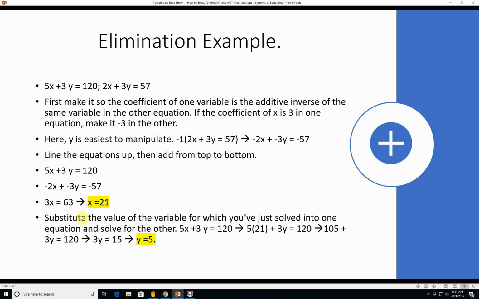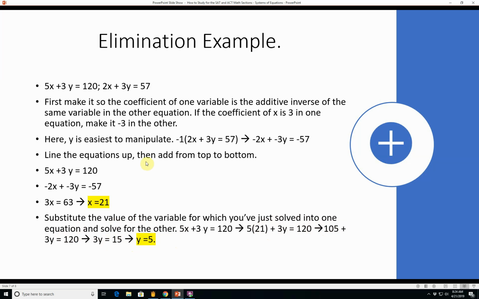So you're going to substitute the value of the variable for which you've just solved. That is, you put 21 in for x into one equation and solve for the other. So here we're going to go 5x plus 3y equals 120. That means 5 times 21, which is the value of x, plus 3y equals 120. 5 times 21 is 105, plus 3y equals 120. That means 3y is 15. That means y is equal to 5.